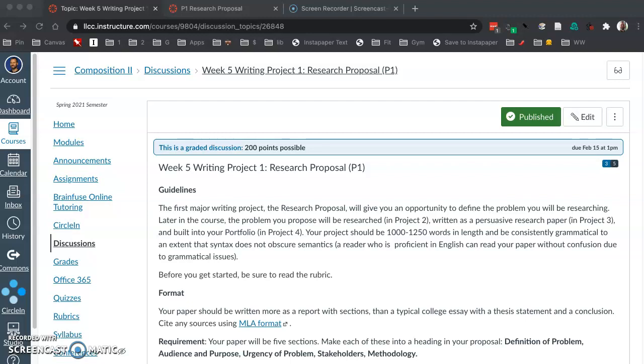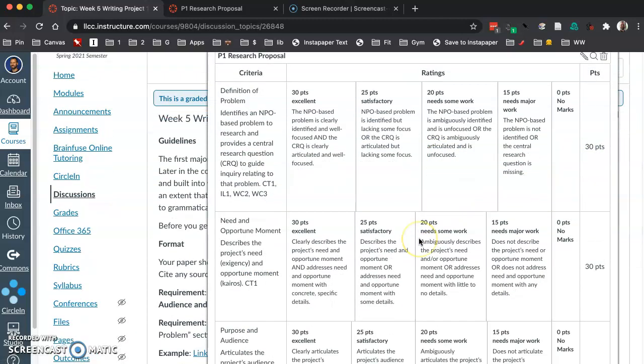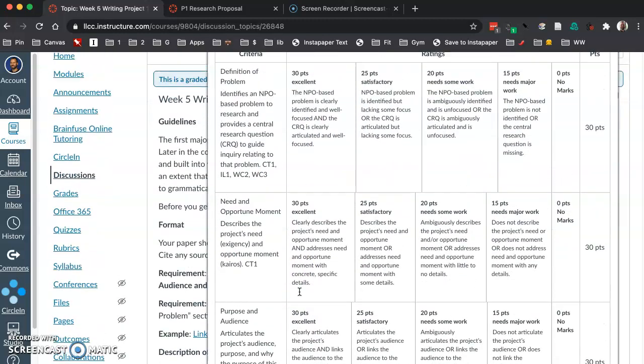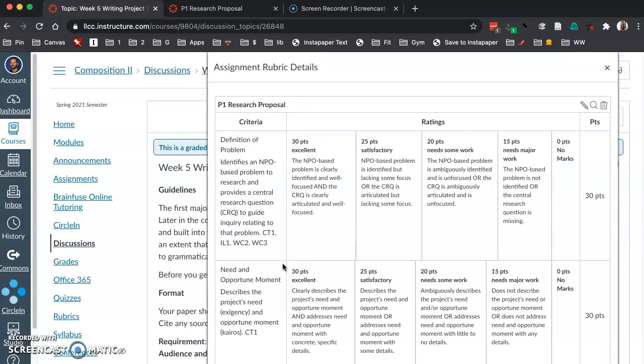Before you get started, you should read the rubric, and the rubric is right here. If you click on these three dots and click Show Rubric, you'll see the rubric has at least one line for everything on the instructions. Definition of problem gets a line. Need an opportune moment gets a line. So make sure you read that to see exactly how I'm going to grade each of those.